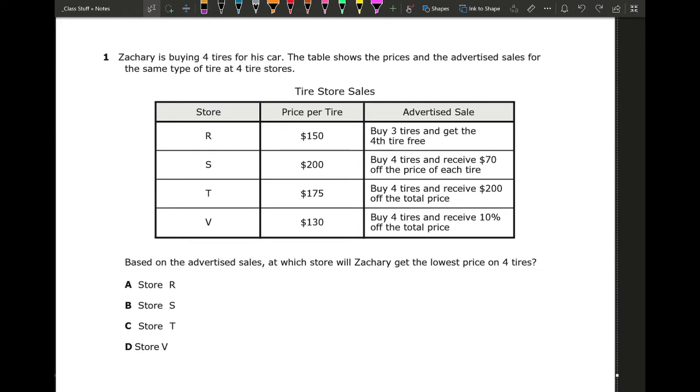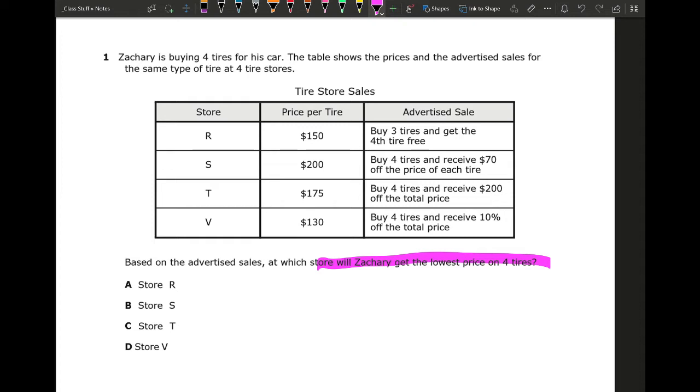All right, so number one, we have Zachary is buying 4 tires for his car. The table shows the prices and the advertised sales for the same type of tire at four different tire stores. They have stores R, S, T, V, the price per tire, and also some kind of sale going on at every single store. What we want to know is where he will get the lowest price for all 4 tires. So we're going to compare the sales, the price per tire, and also figure out the discounts and see which one is going to be the better deal.